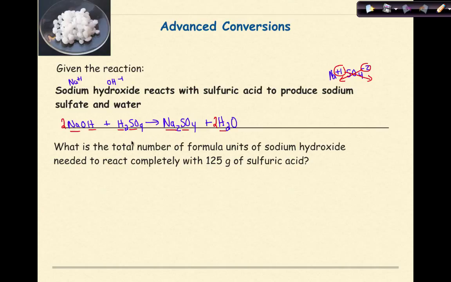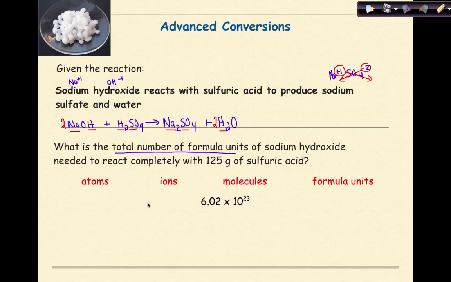I'm good to go. What is the total number of formula units? Oh, there's that word. Formula units of sodium hydroxide needed to react completely with 125 grams of sulfuric acid. Now remember, if you see the words atoms, ions, molecules, or formula units, you are going to have to use 6.02 times 10 to the 23rd. So we're looking for the total number of formula units, but we're starting with 125 grams of sulfuric acid.